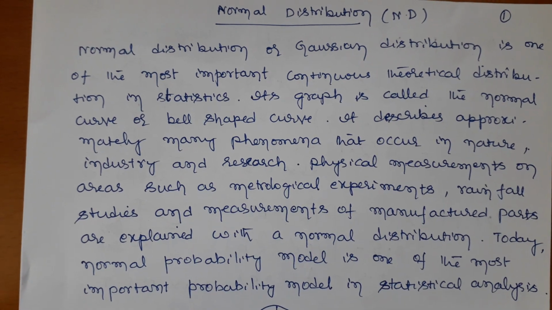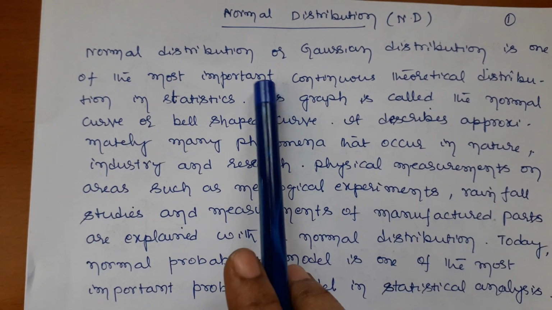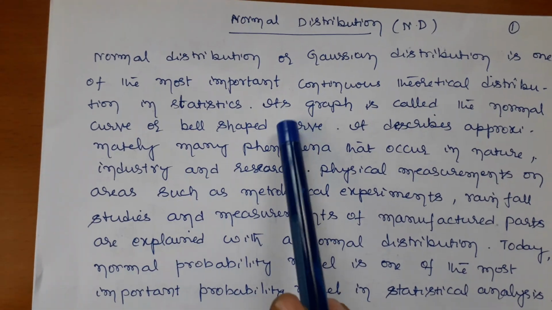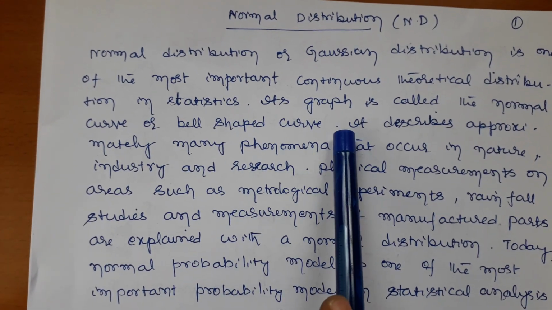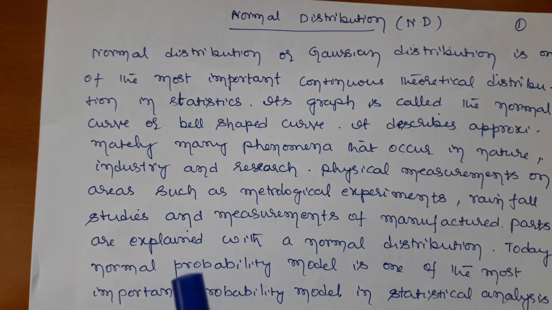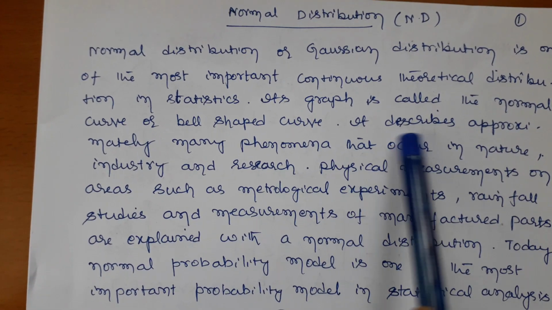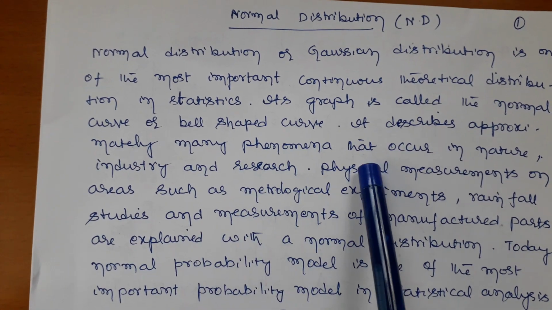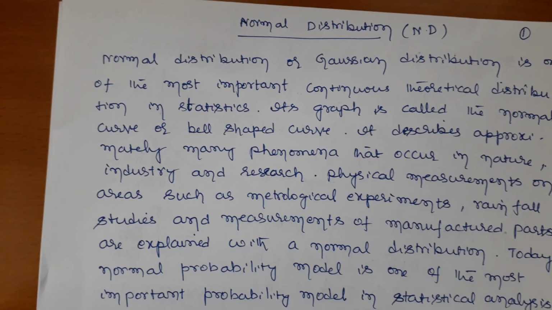Now, normal distribution also comes under which random variable? Continuous random variable. But compared to exponential, this is one of the important distributions. Its graph is called the normal curve or bell-shaped curve. Once you plot a graph, we get a graph just like a bell-shaped curve. It describes approximately many phenomena that occur in nature, industry, and research.